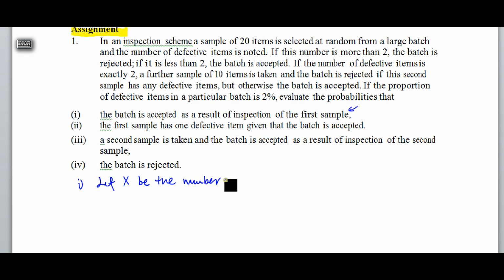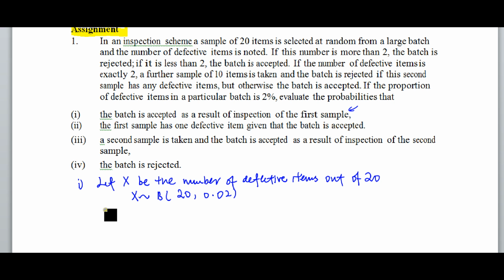Let x be the number of defective items out of 20. So x belongs to a binomial with n equals 20, p equals 0.02. So part 1 is easy, you will get your answer. Probability x is smaller or equal to 1 is 0.940. The difficult part is part 2, which is the most difficult of the 4 parts. If you can solve part 2, part 3 and part 4 shouldn't be a problem.